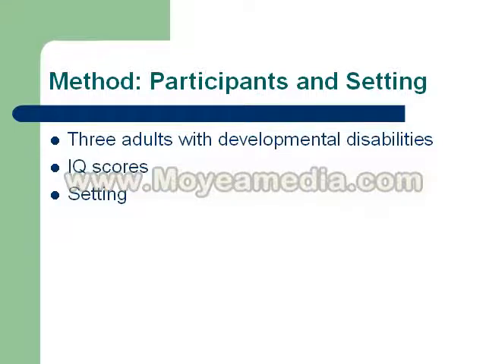Method, participants, and setting. 3 adults with mild to moderate intellectual disability and autism participated in the following study. Their IQ scores ranged from 42 to 58. The setting was empty offices, classrooms, and a lunchroom at an adult day program in southern Illinois. These rooms were only used when other consumers were not in the area.